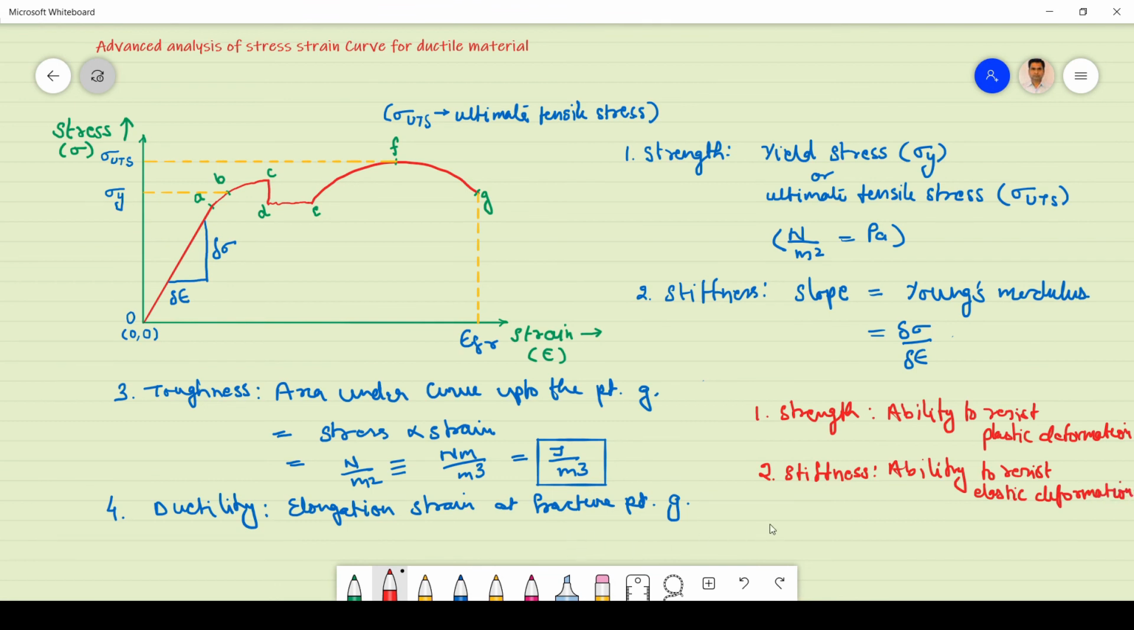And what about the ductility? Now about the ductility, we can say this is ability to undergo plastic deformation. Right? Okay, so this was the advanced analysis of stress strain curve for ductile material.